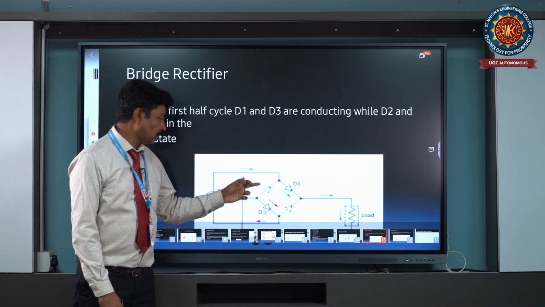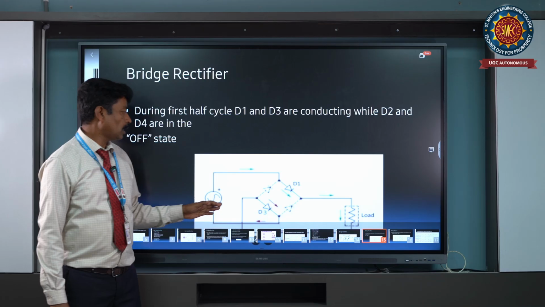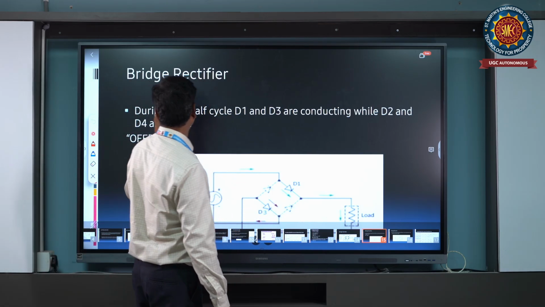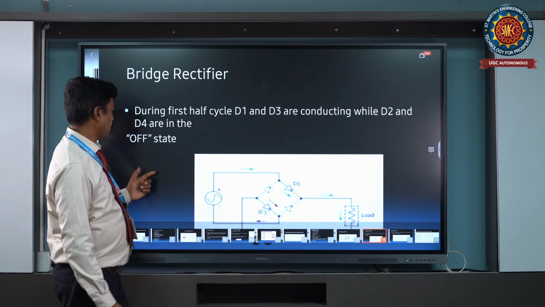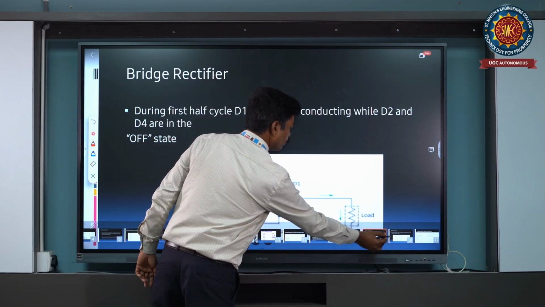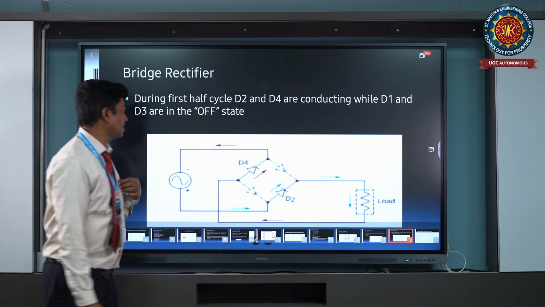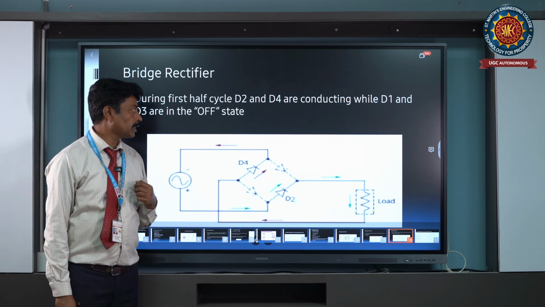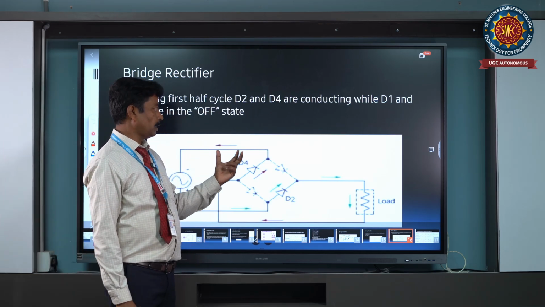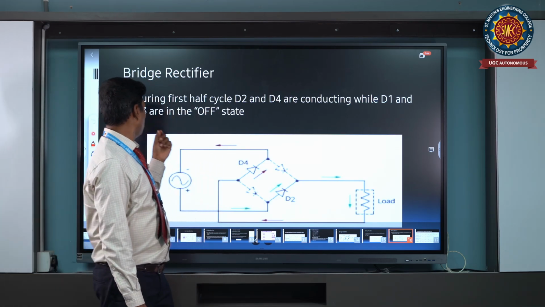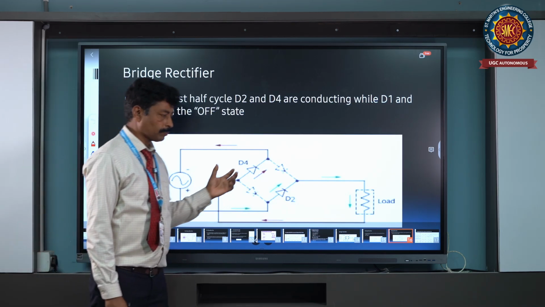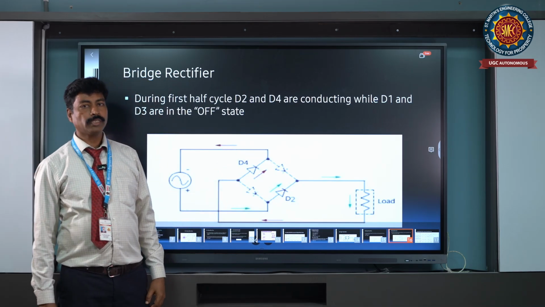That is, D1 and D3 are in the on condition, and D2 and D4 are in the off state. It is the first half of the cycle. In another case, during the first half cycle D2 and D4 are conducting, the diode is forward biased, and D1 and D3 are in the off state. That is nothing but the reverse bias of the bridge rectifier.